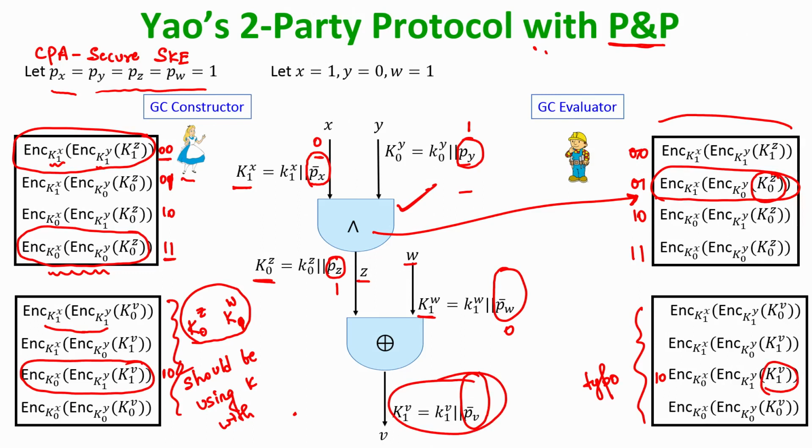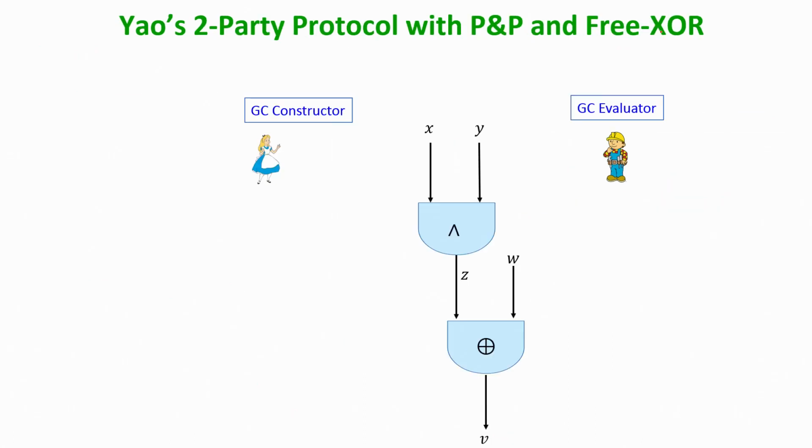So, now you can see how by just assigning random permutation bits with each wire, and just ensuring that the permutation bits assigned to each wire are complement of each other, Alice, the constructor, can magically shuffle the ciphertexts for each garbled gate, and magically it allows Bob also to identify which entry he has to decrypt without telling him anything about the semantic of that entry. Okay. So, that is the point and permute technique.